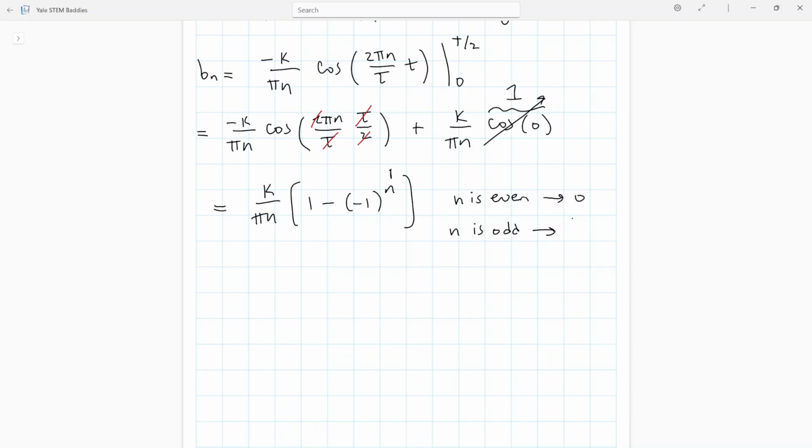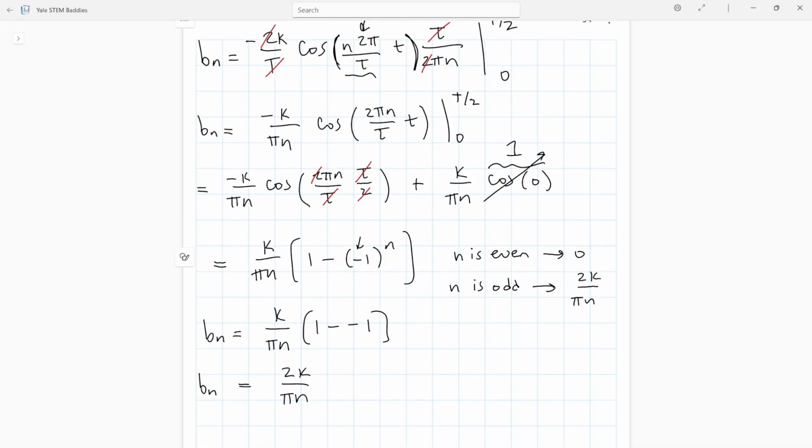So it's actually going to end up being 2k because, let's do that a little bit more explicitly. If you plug in an odd exponent here, then our coefficient b of n is just going to be k over pi n, and then this negative sign here can pass through odd exponents. So you're going to get this 1 minus negative 1, which is going to give us a 2. So if n is odd, then our b coefficients are 2k all over pi n.